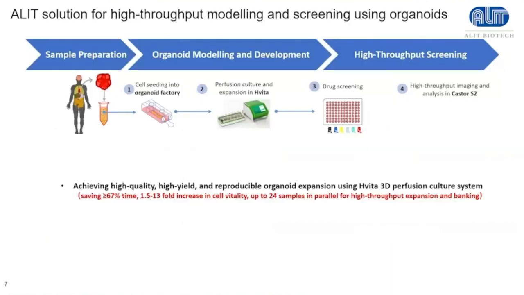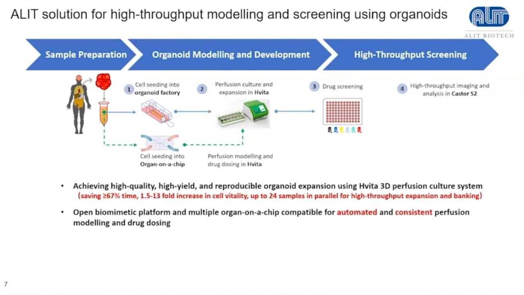Yi Zhang. To address the current challenges, our company can provide a solution for high-throughput organoid modeling and drug screening. For the traditional 96-well plate for drug screening, cells are first seeded directly into our organoid factory chip, and then put into the HIVITA system for automatic perfusion culture and rapid expansion. Compared with the perfusion method in a traditional well plate, it can save much time and greatly increase cell vitality, with up to 24 samples in parallel for high-throughput expansion and biobanking.